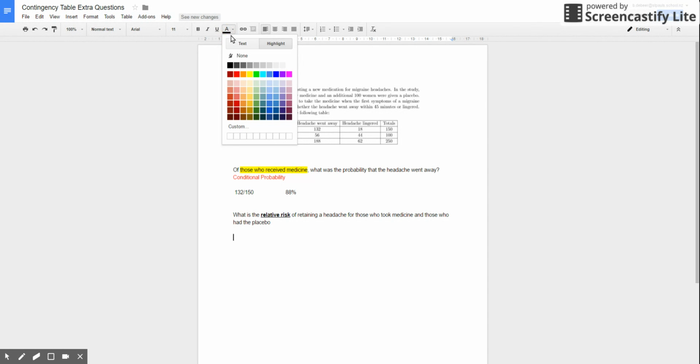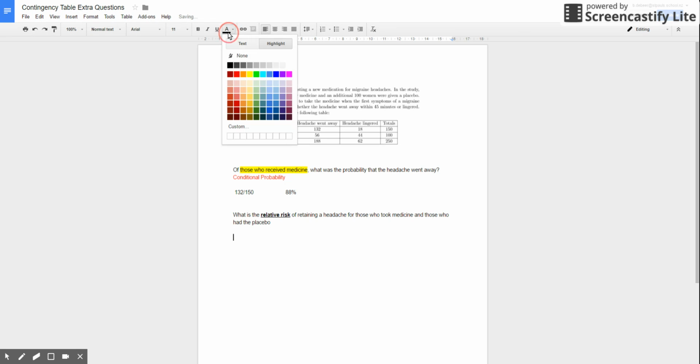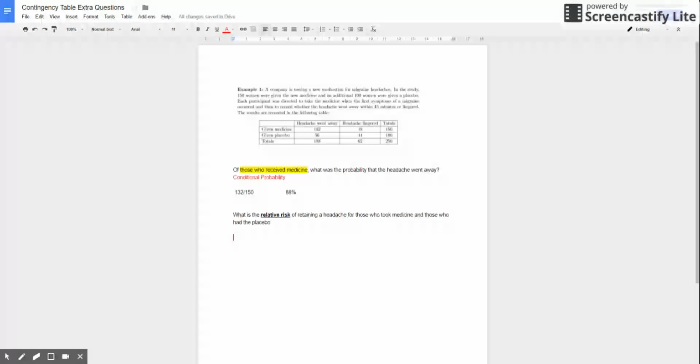So let's write this down in steps. Let's make it in red. The first step is finding out just the risk, which is the conditional probability for both groups. What are the two groups that we're going to be talking about? We see these "of those" and "for those" phrases. That means it's conditional probability because we're conditioning the population. It is not the whole population. It's conditional on whether they took the medication or not.